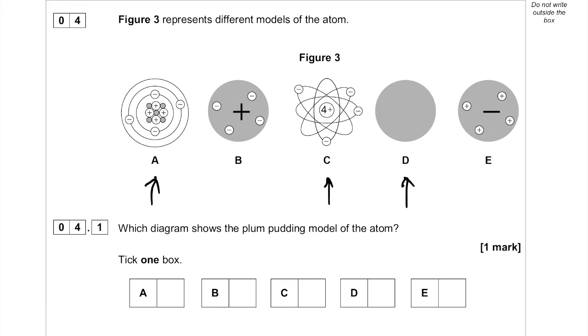Then you have B and E, which are the potential correct answers. You have a positive charge cloud with negative dots in them, and you have a negative cloud with positive dots around it. What these dots are simulating is the electrons, and we know that electrons are negative, so it has to be B.